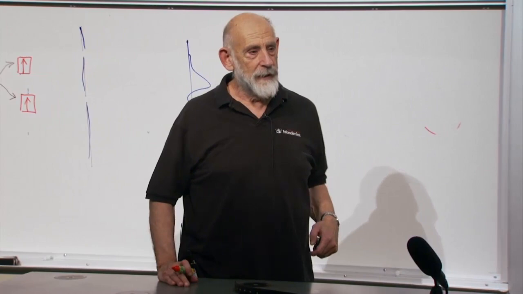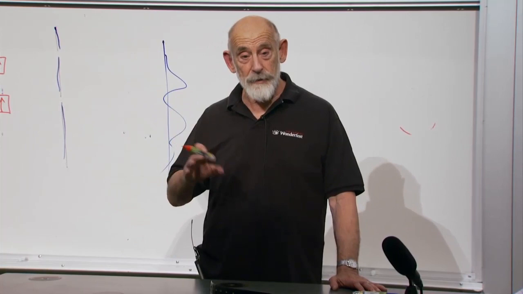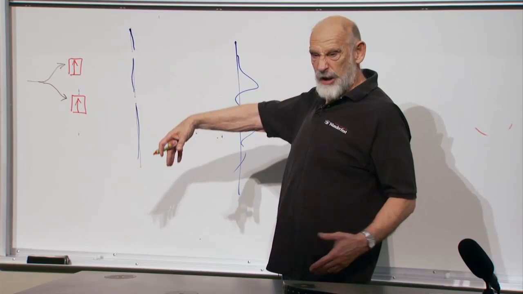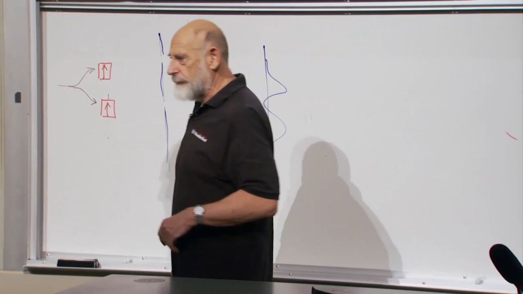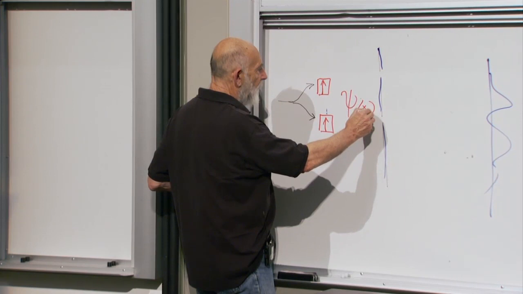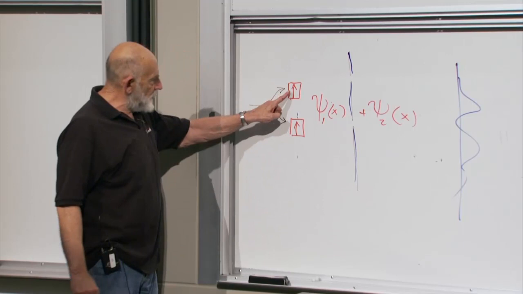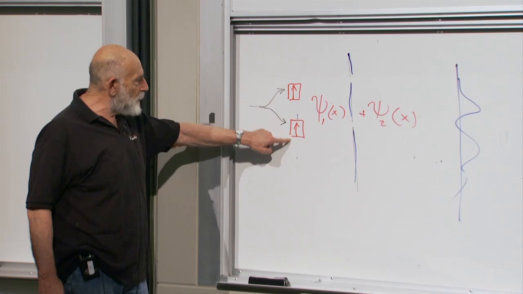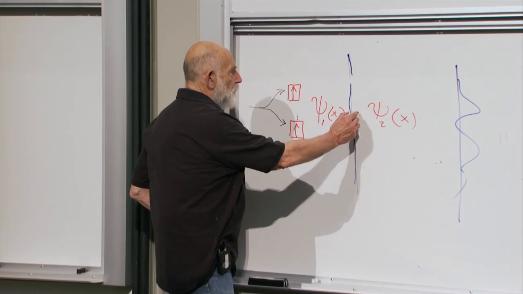If rotation did nothing, you'd say, well, we may have done this thing, but there's no effect of it. Rotation by 2 pi just brings it back to the same configuration. But no. Rotation by 2 pi, we have a wave function which is psi 1 of x plus psi 2 of x. Psi 1 of x is the wave function in this box. Psi 2 of x is the wave function in this box. But after rotating, we get psi 1 of x minus psi 2 of x.